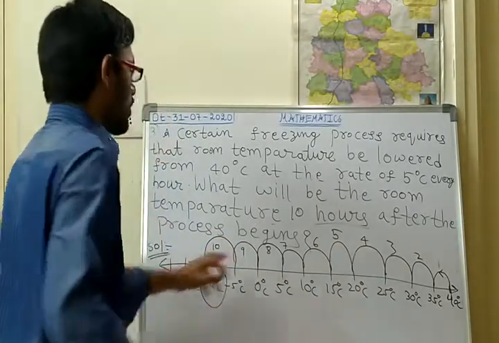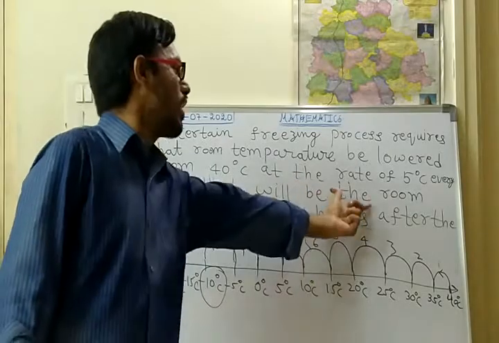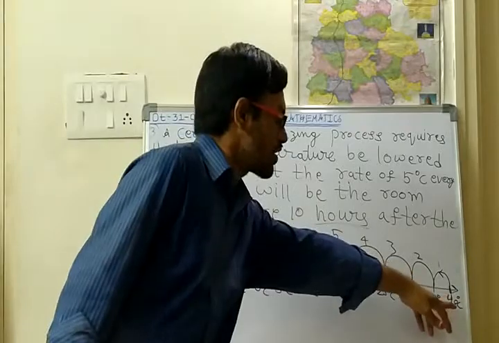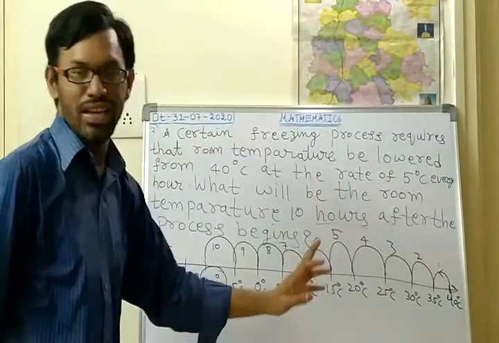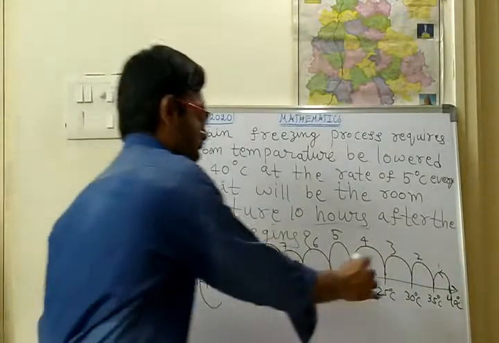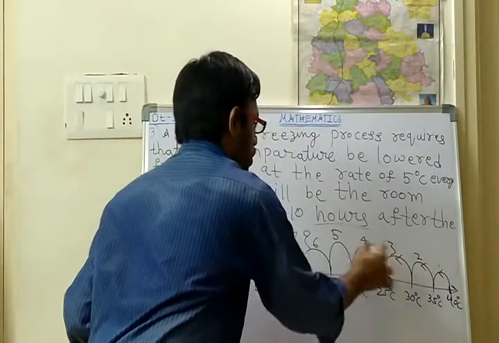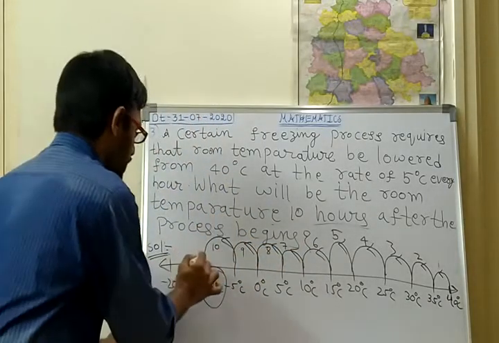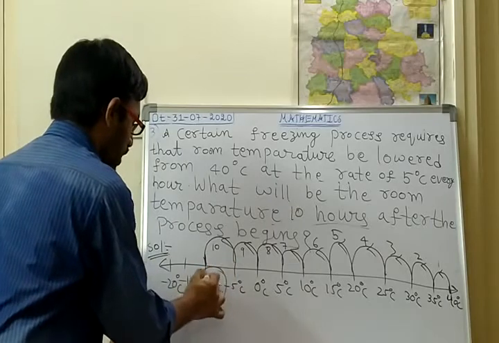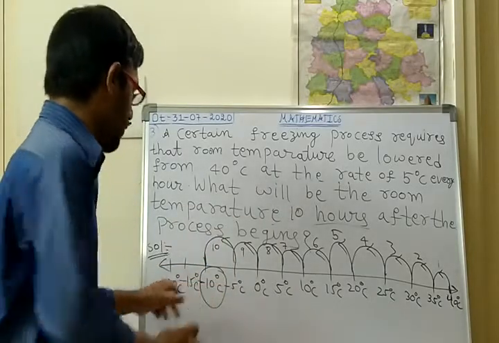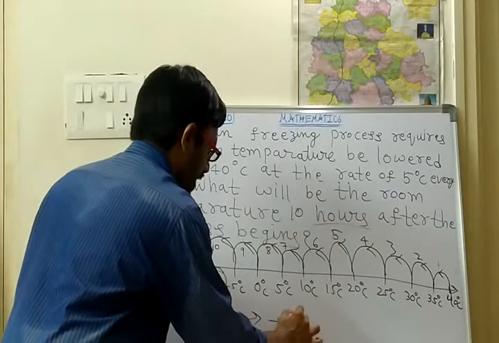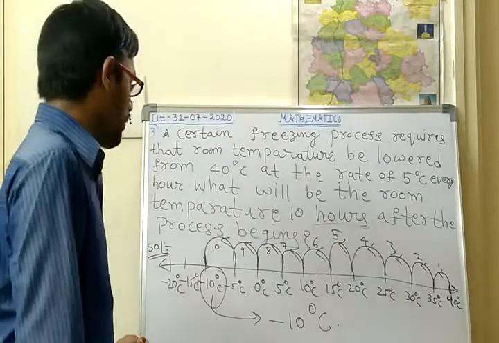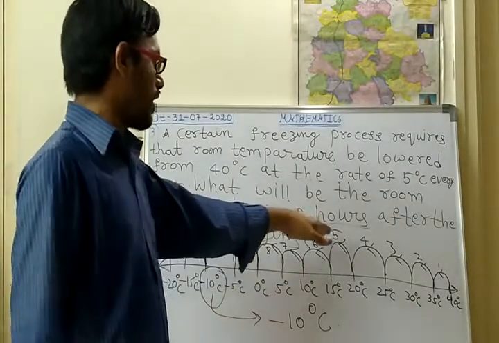What is the question he asked? What will be the room temperature 10 hours after the process begins? Where does the process begin? The process begins at 40 degrees centigrade. From 40 degrees onwards, after 10 hours, 5, 6, 7, 8, 9, 10. So this is after 10 hours. After 10 hours, what is the room temperature? Room temperature is minus 10 degrees centigrade.